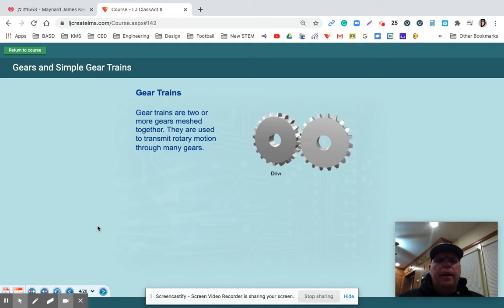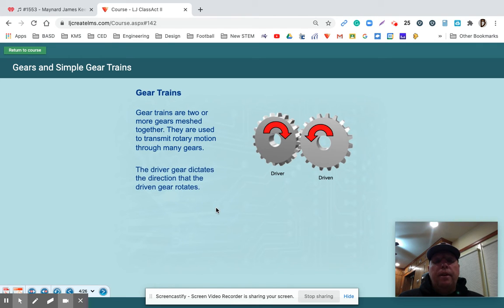Gear trains are two or more gears meshed together. They are used to transmit rotary motion through many gears. This is important to understand. This is what's called the driver gear. The driver gear is the one that's supplying the power. As this driver gear goes faster or slower, or by the number of teeth, that will be transmitted to the power of the driven gear. If the driver gear is going in a clockwise motion, the driven gear would go in a counterclockwise motion.